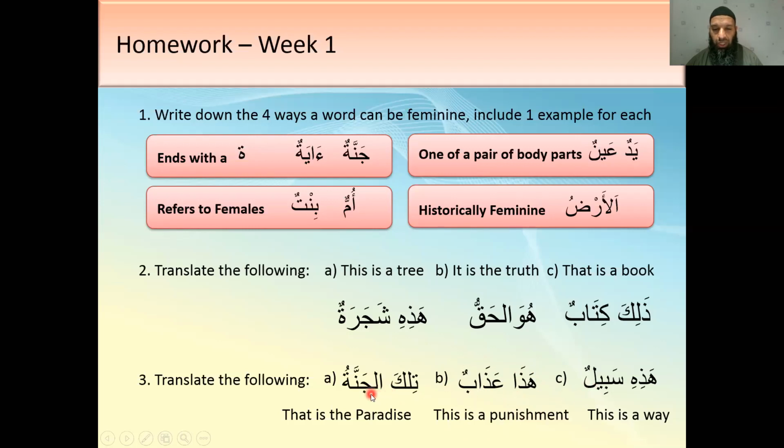And I think these come in the Quran, all of these. Next one is hadihi sabilun. Hadihi means this is, sabilun, a way. That's all you need to know. Hadihi, this is, sabilun, a way. Job done. Everybody happy?